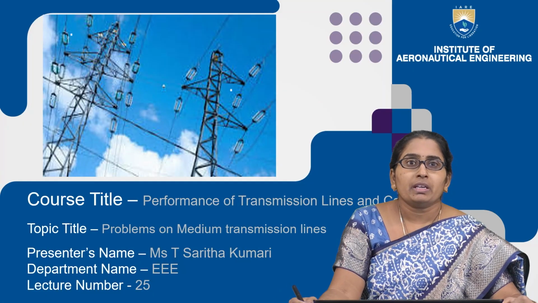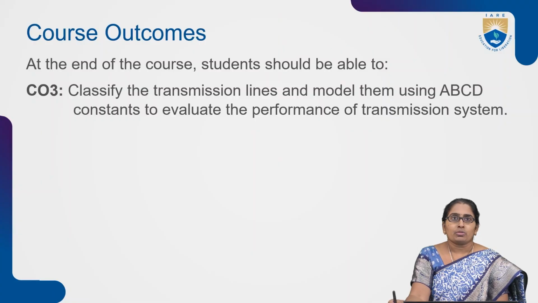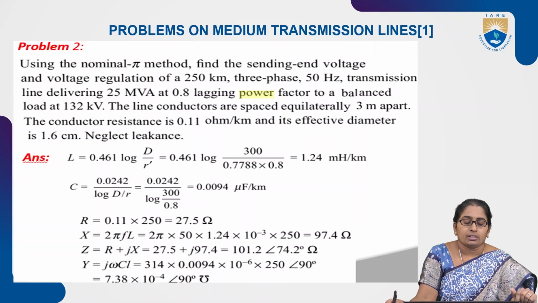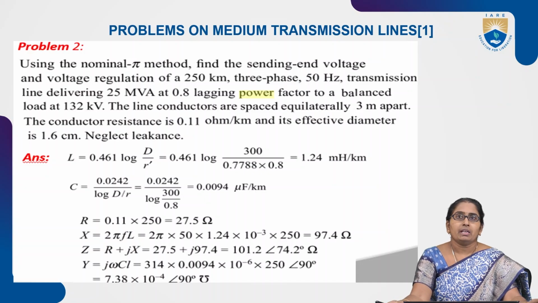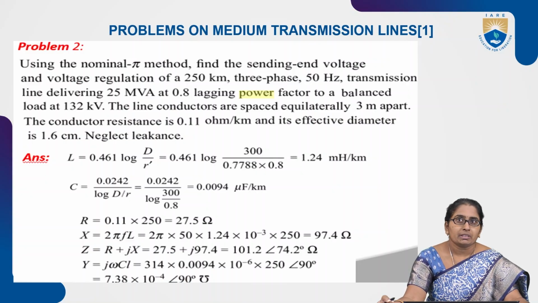So, today the topic is problems on medium transmission lines. It is mapped to course outcome 3. The problem is given using the nominal-π method. Basically, in my last lecture, I explained about medium transmission lines and estimating the performance using 3 methods: end condenser method, nominal-T method, and nominal-π method. Now the problem is based on the nominal-π method.